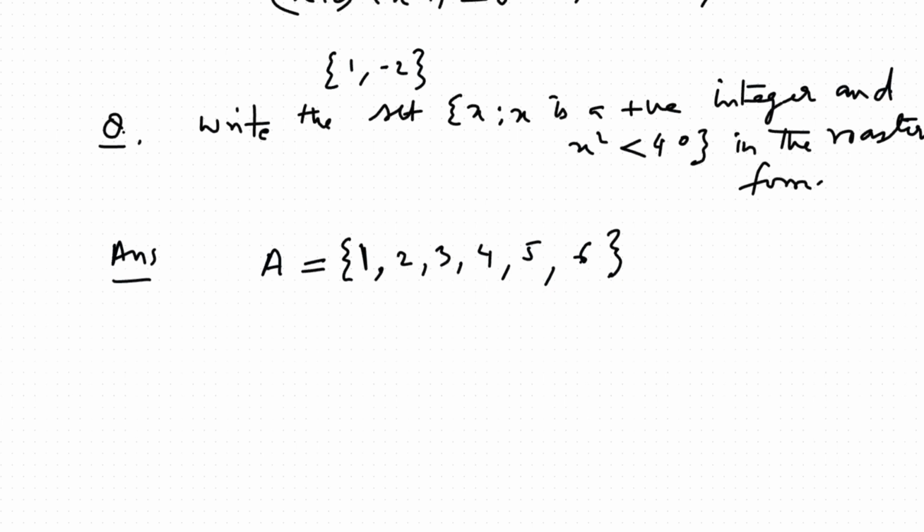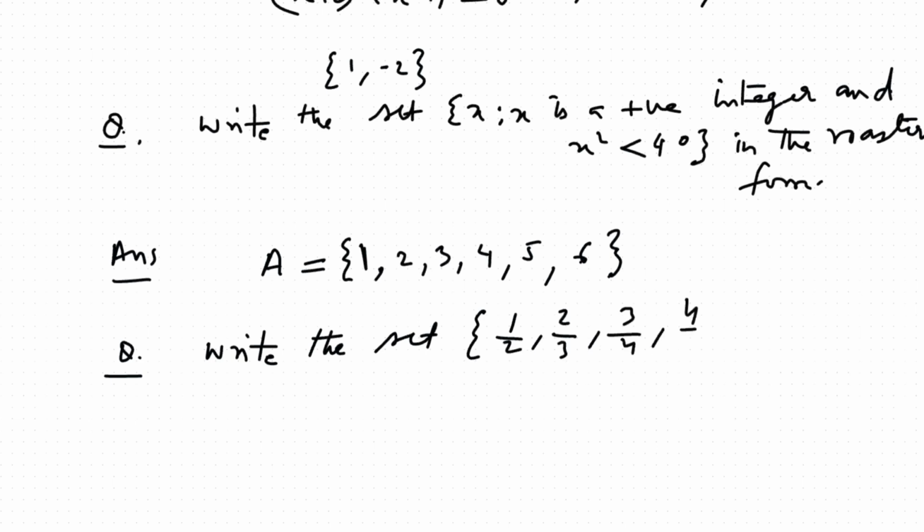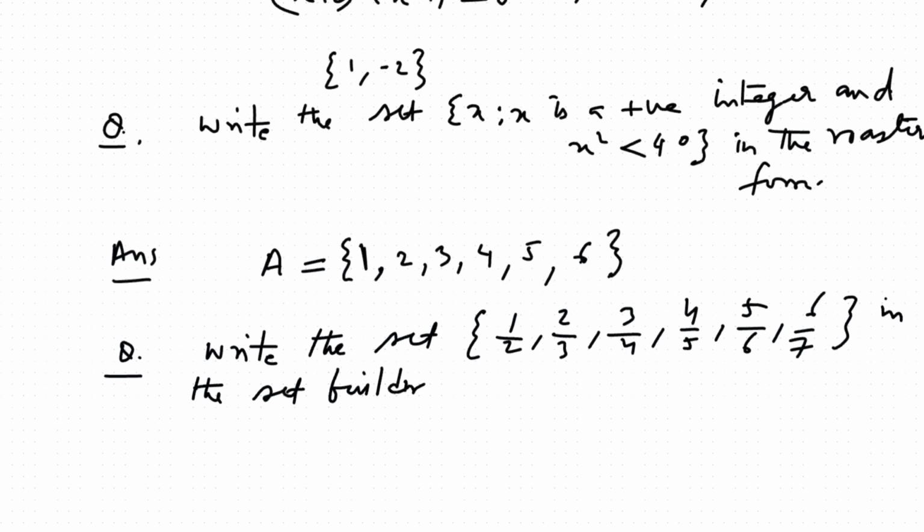Let us take yet another example. Write the set 1 upon 2, 2 upon 3, 3 upon 4, 4 upon 5, 5 upon 6, 6 upon 7 in the set builder form. Here the set is currently given in the form of a table or tabular form, or we can say a roster form.